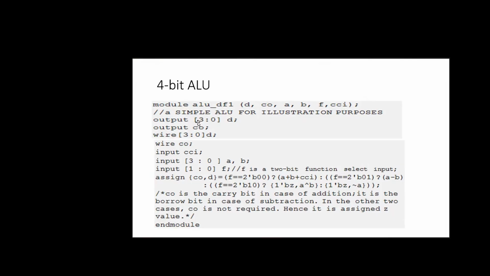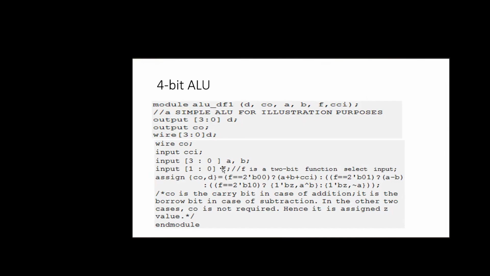Here the inputs are represented by the keyword input: CCI, and A and B are the inputs, which are declared as vectors here. 3 down to 0 means A is going to take a 4-bit value, and B is also going to take a 4-bit value.